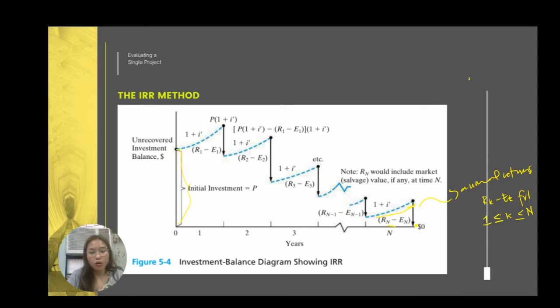Mabalik siya sa 0. And thus represents the internal earning rate of a project. So, of course, it is important to notice that ang I prime percent nato is calculated on the beginning of year unrecovered investment through the life of a project rather than on the total initial investment. So, mag-matter siya.